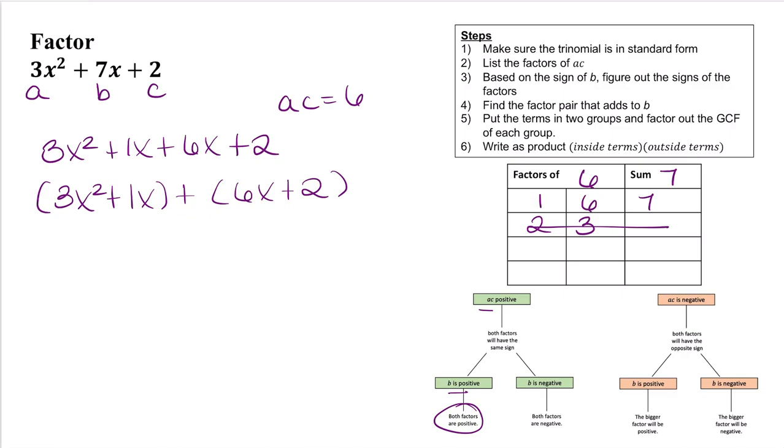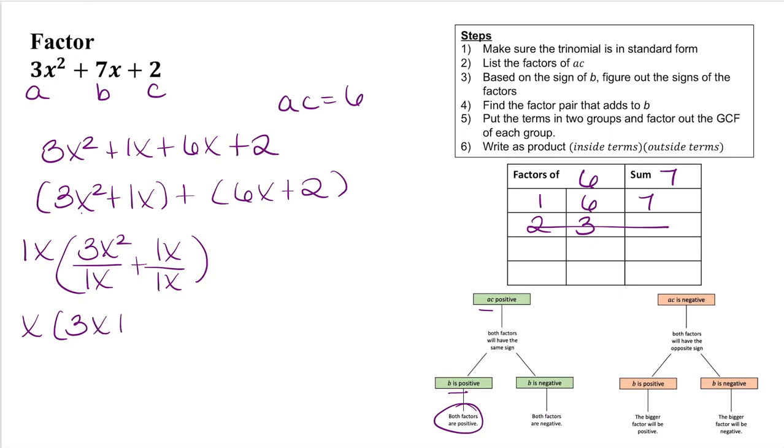Now I'm going to look at each set individually and figure out the GCF. Let's look at the first set. 3x squared and 1x, well, 3 and 1 don't have a common factor, right? So you can factor out a 1, or you can leave out the 1. It's up to you. The x squared and x, I can factor out an x. So I'm going to divide that monomial out of both these terms. That leaves me with x times 3x plus 1, since x squared divided by x is x, and x divided by x is 1.